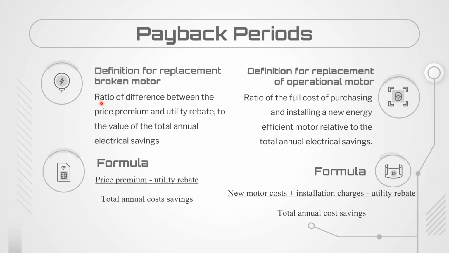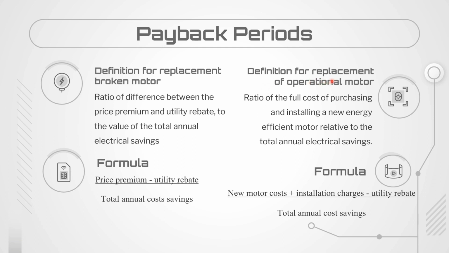The definition is the ratio of the difference between the price minimum and utility rebate to the value of the annual electrical savings. So this is the general formula: we find the difference between the price minimum and utility rebate, per total annual cost savings.